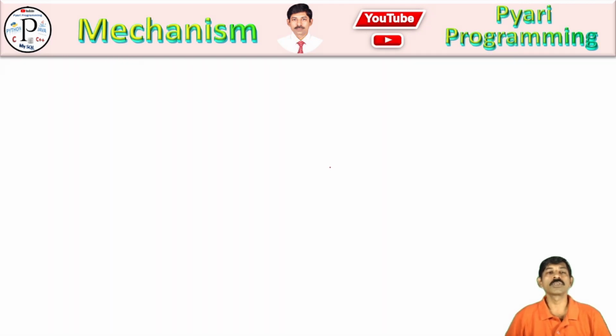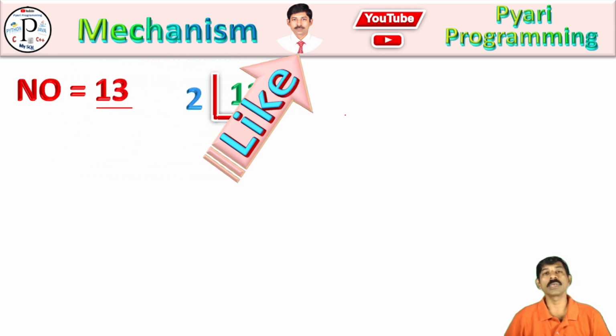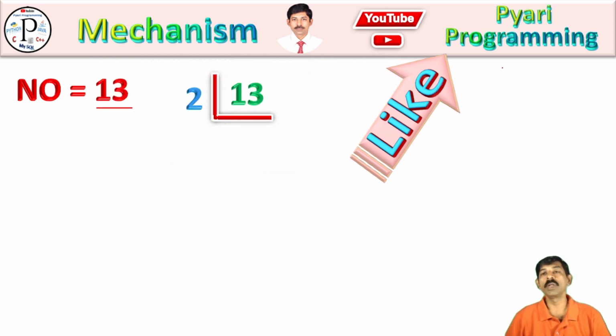Now we'll learn the conversion mechanism. The user has entered the number 13, which is stored in a variable no, and what I'm going to do is divide that number by 2. Why? Because the binary number system base is 2. It only contains 2 digits, that is 0 and 1.